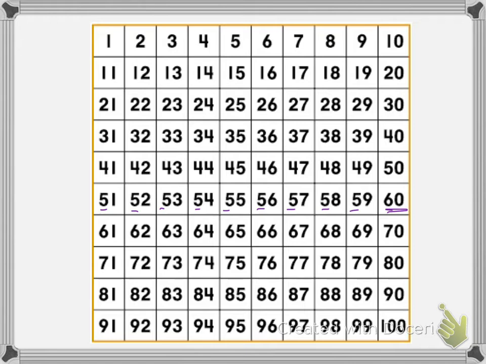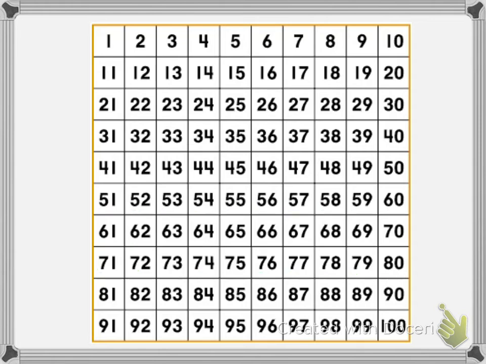Okay. All right, let's look at the numbers on the row that start with 71. So here's 71, 72, 73, 74, 75, 76, 77, 78, 79, 80. So on this row, all the numbers start with a 7 until we get to the end and we move up to 80.